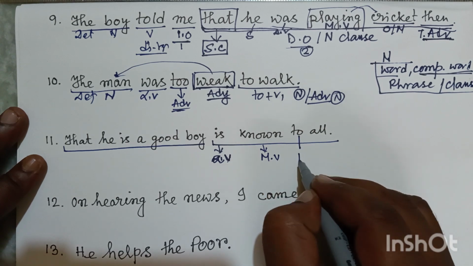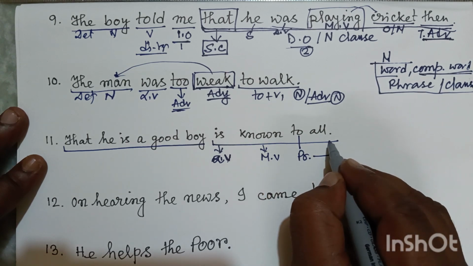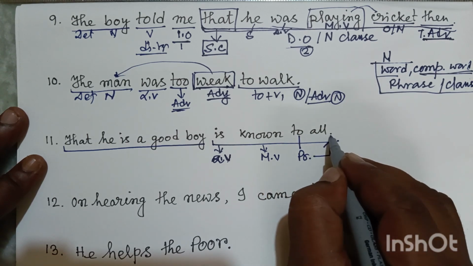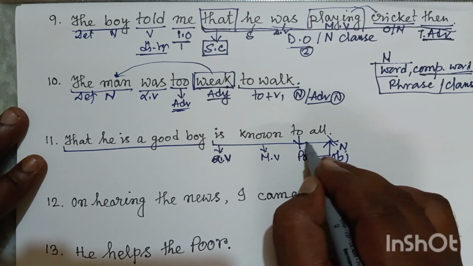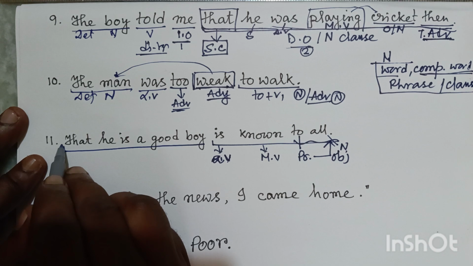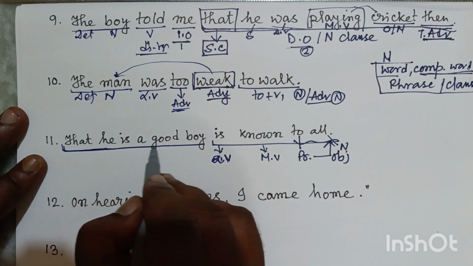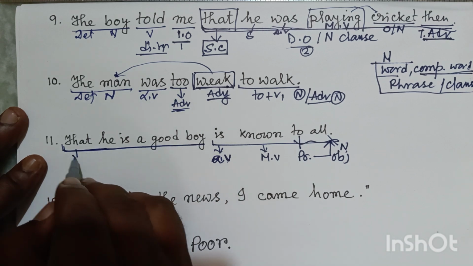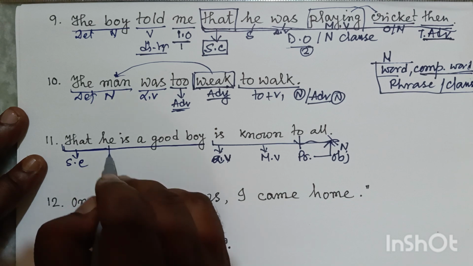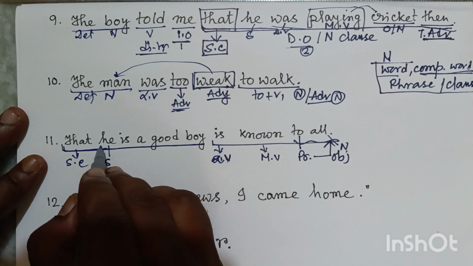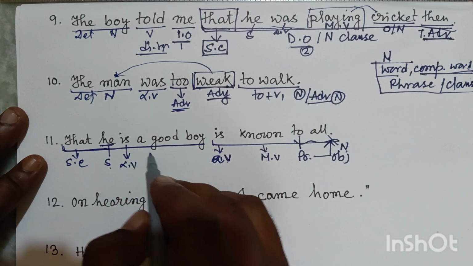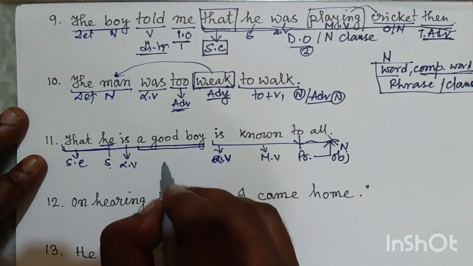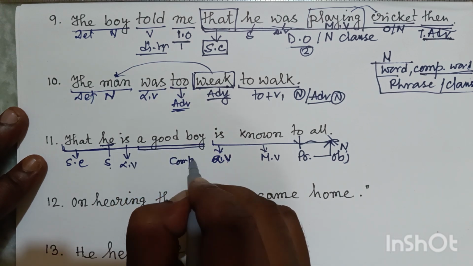It is a preposition, and it is the object of this preposition. Here it is used as a noun. It is actually the object of this preposition. And my dear friends, it's a subordinating clause. "That" is a subordinating conjunction. "He" is the subject. It is a pronoun used as subject. "Is" is the linking verb, and "a good boy" is the complement.